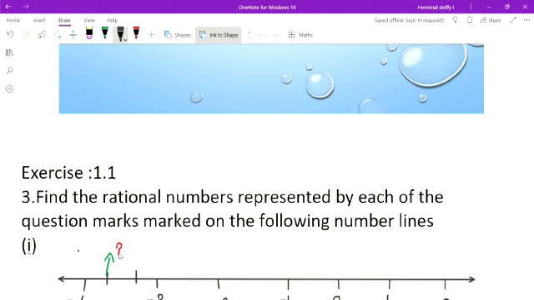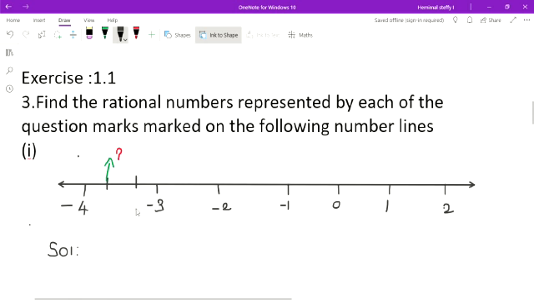Do you already know what a rational number is? Rational numbers are of the form p by q, that is, a fraction. So all fractions are rational numbers, and decimal numbers we also call rational numbers. Is it clear? Rational numbers are of the form p by q. Okay, let us go to the sums.